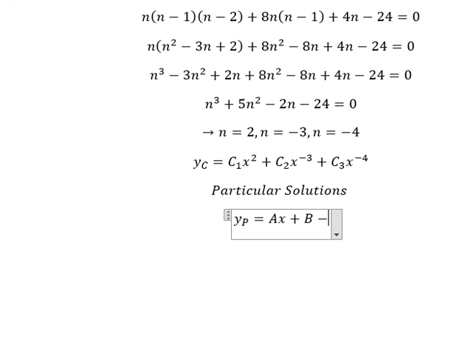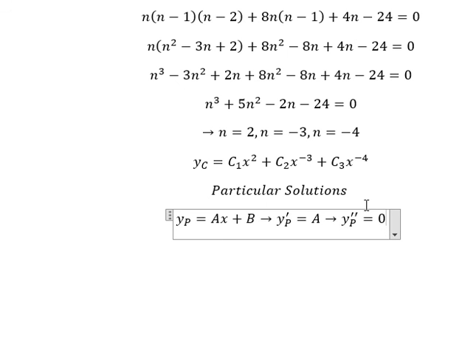Now if we do first derivative of this one, we have A, because this one is the constant, so you get 0. First derivative of s, we have 1, so we have A. And now we do second derivative of this one, we have 0.